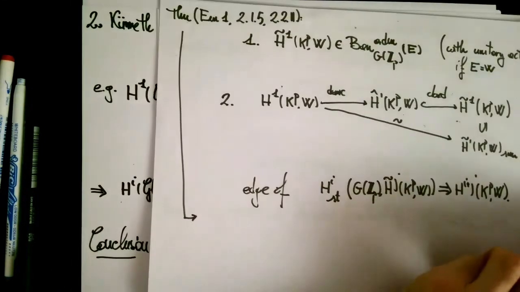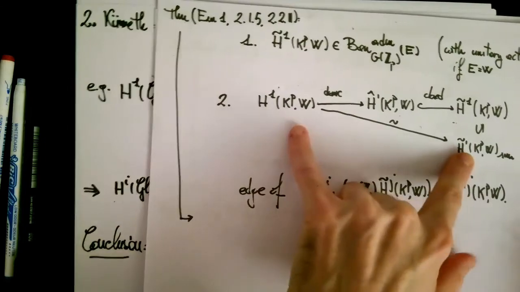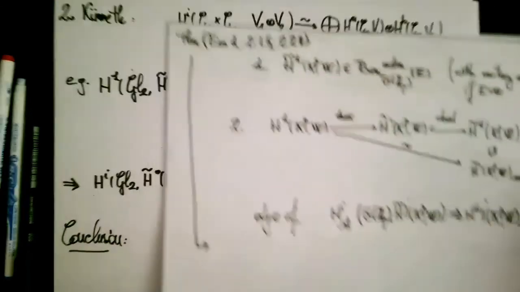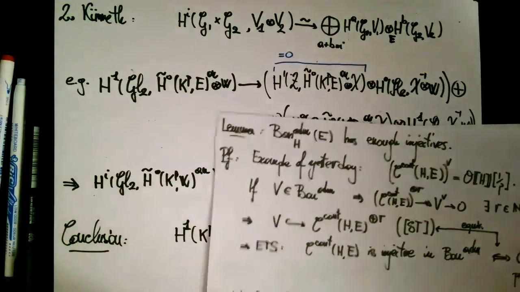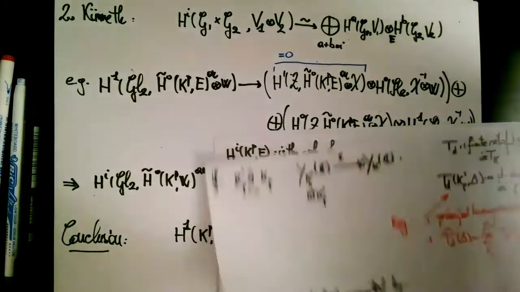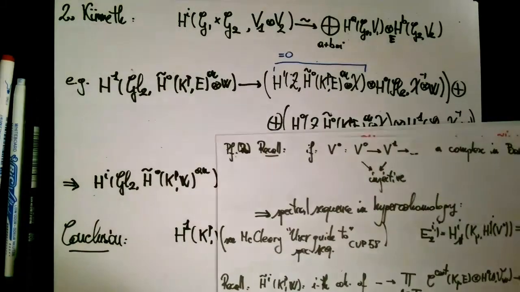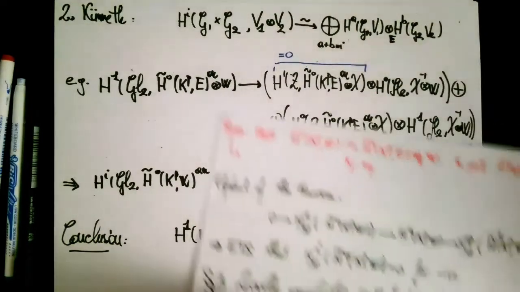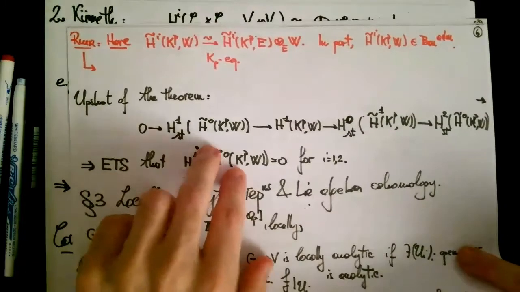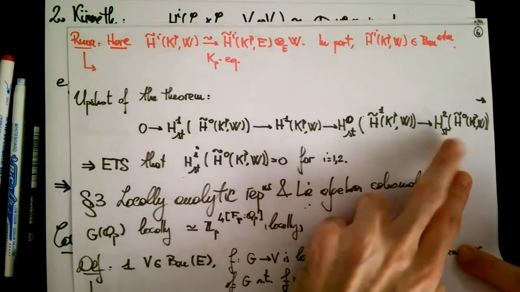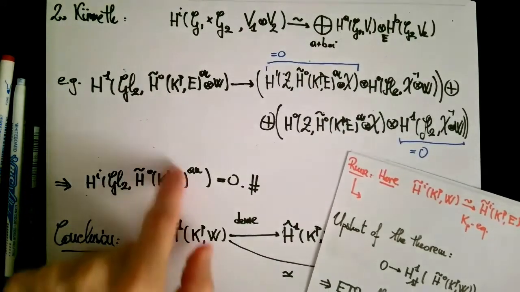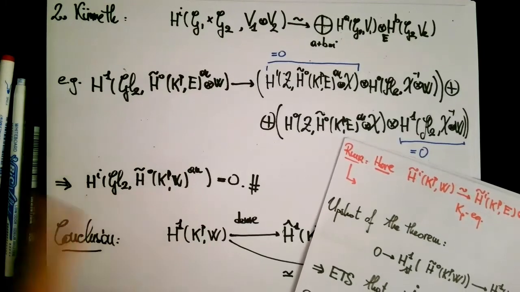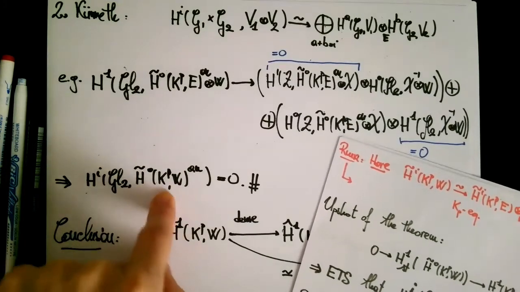So just to mention, this is the lecture of yesterday. This isomorphism comes from an edge map here. At the very beginning of the edge map, we have the beginning of the edge map. And so we just proved that the H2 stable is 0, because we proved that H2 stable is exactly the H2 of Lie with the local analytic part.